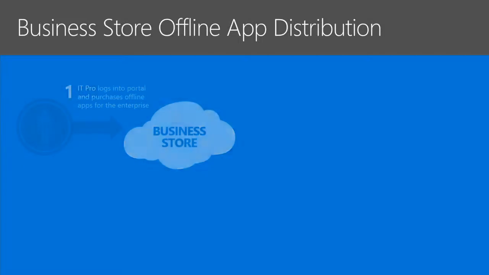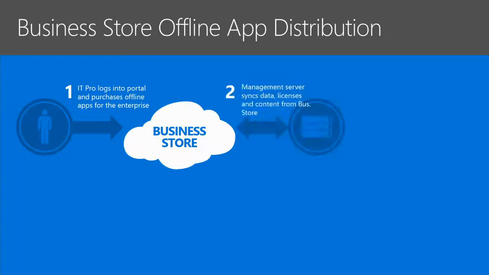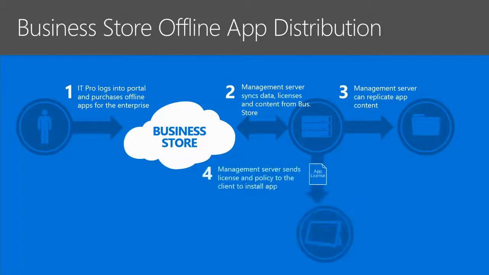I'll just do a brief recap and we'll talk some more details of offline app distribution. In this particular case, Ford logged in and acquired the offline application. From there, the application data was synchronized down to the management server. This was the actual app data, metadata, the license data, and the actual app package itself from the business store. And then the management server can choose to put that content onto a local server, whether it's HTTP or using old UNC paths, so they can cache that content locally. From there, the management server will then send the license and the policy for the client to install the application.